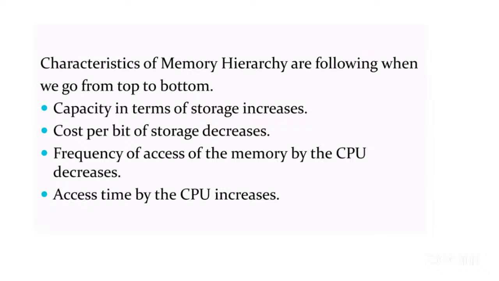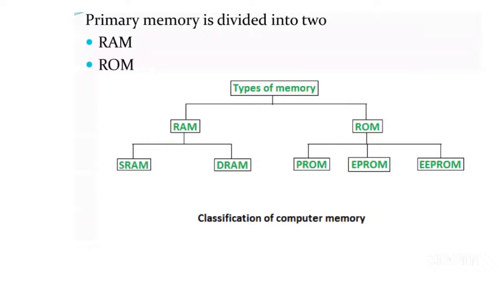In the hierarchy, as we go from top to bottom, capacity in terms of storage increases, the access of the memory by the CPU decreases, and access time by the CPU increases. Now, the primary memory is again divided into two types, RAM and ROM.